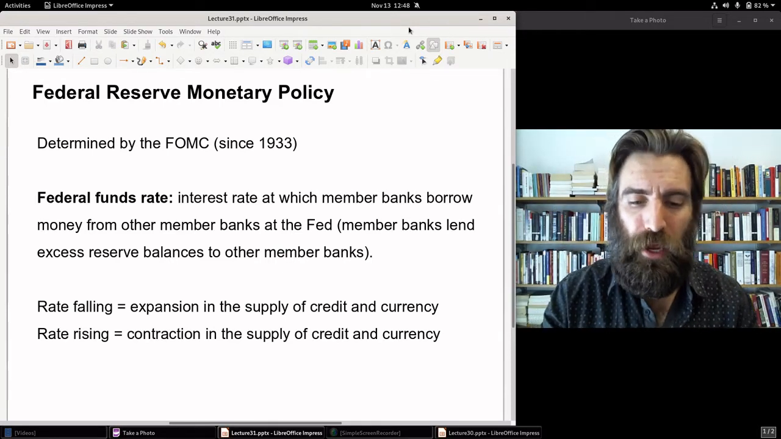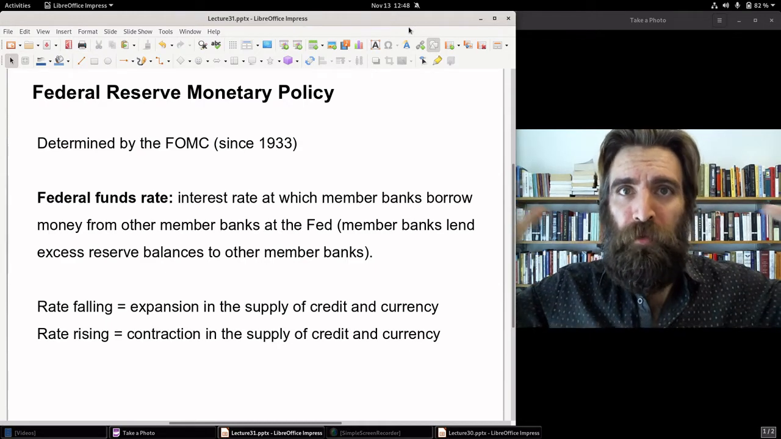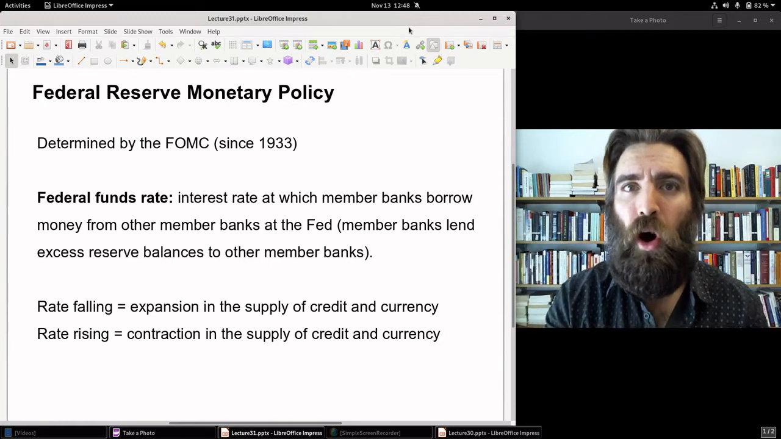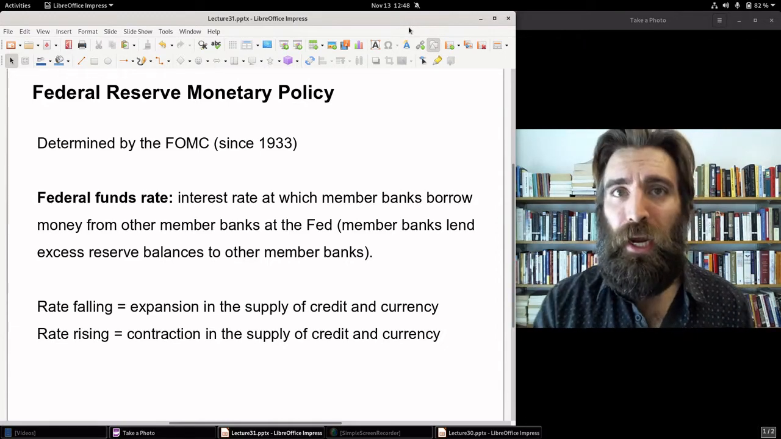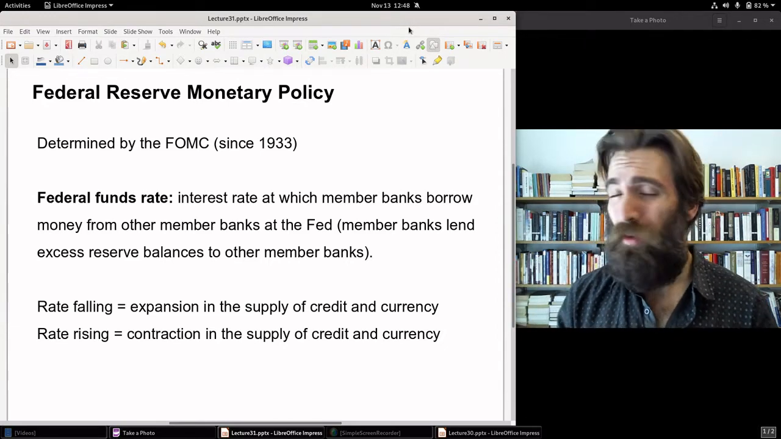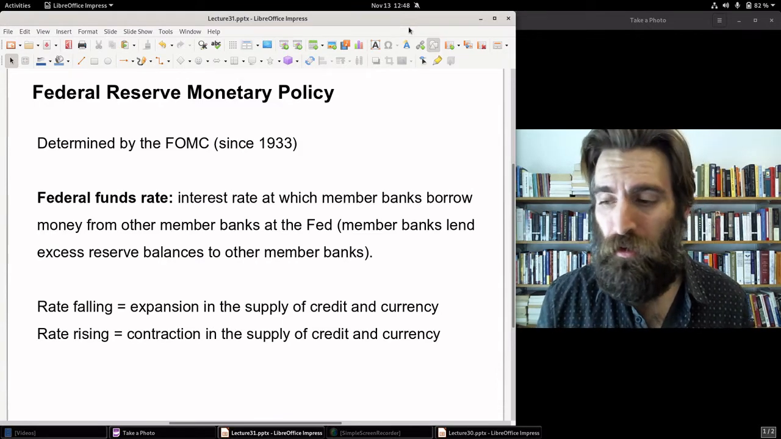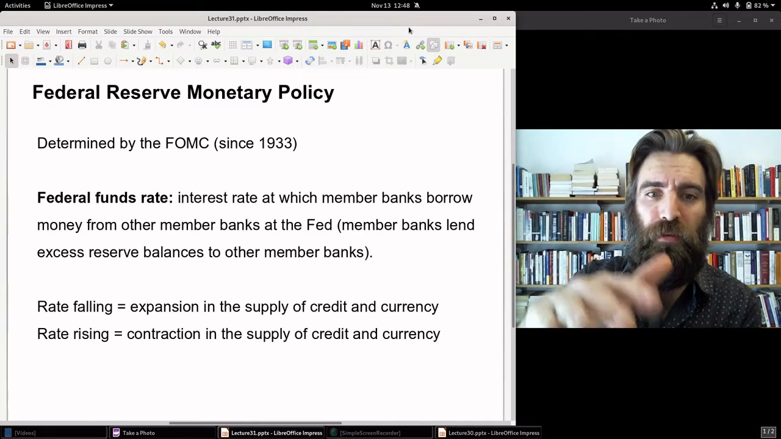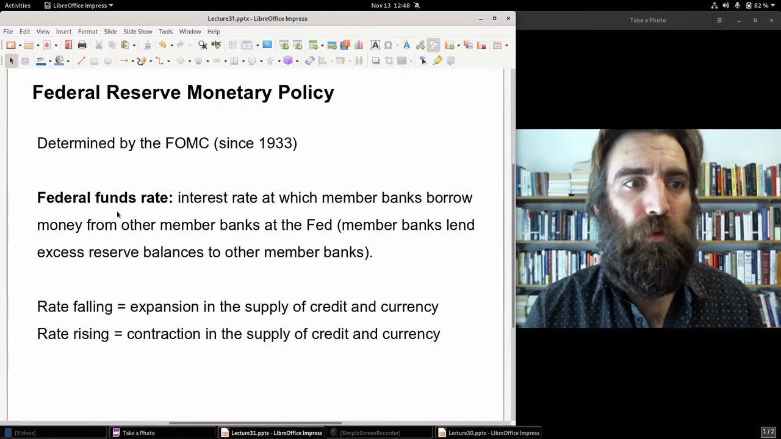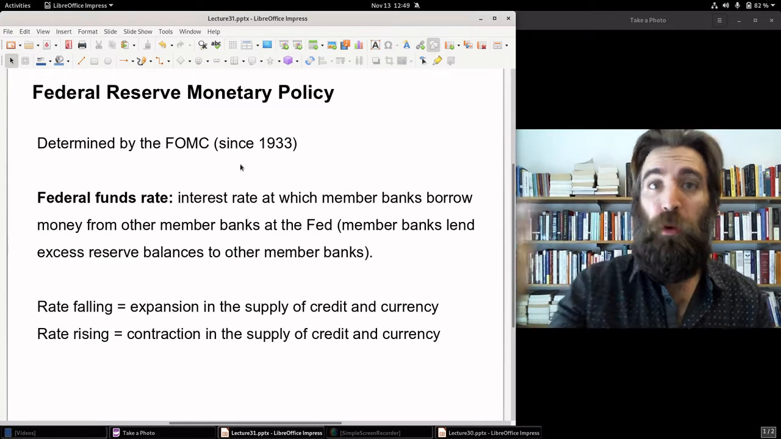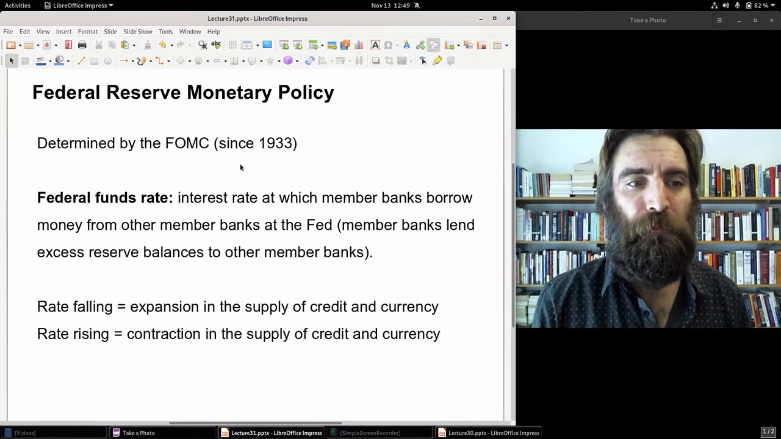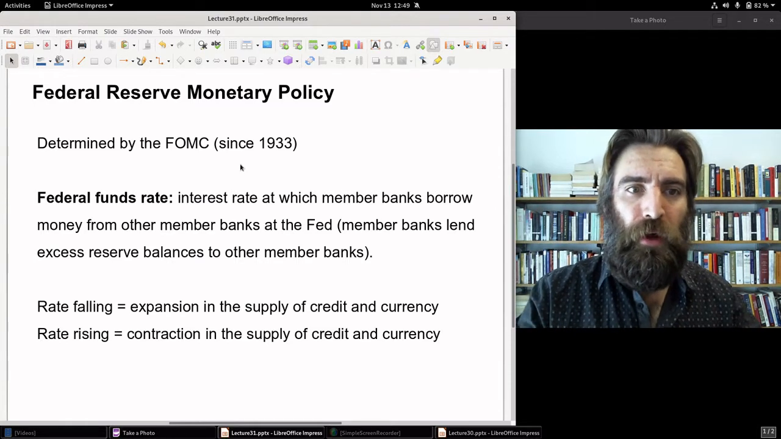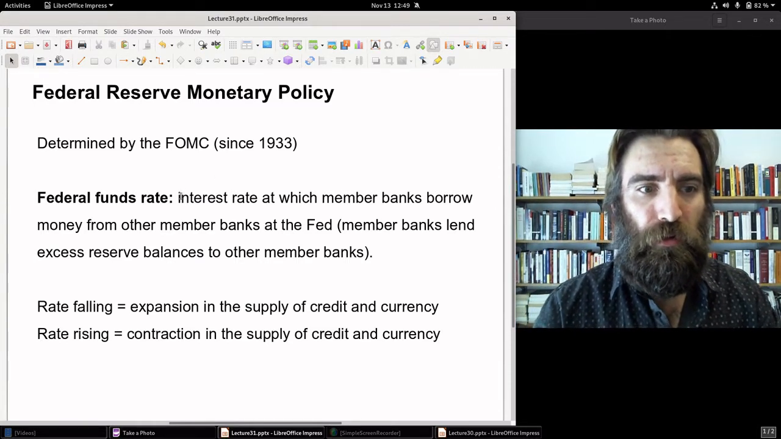Well, the FOMC exists to try to set what that interest rate is going to be. So they come up with a target rate, and usually it's a range. Right now, the target rate is extraordinarily low. It's 0 to 0.25%. And so the Fed is aiming for this federal funds rate to be somewhere between 0 and 0.25%. Now, how does the FOMC, the Federal Reserve, influence this interest rate?